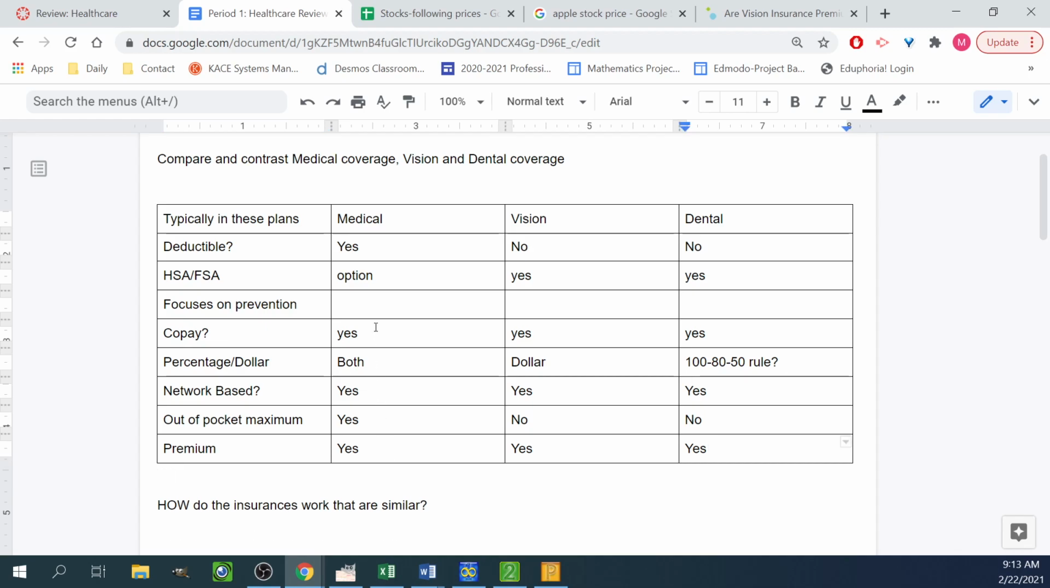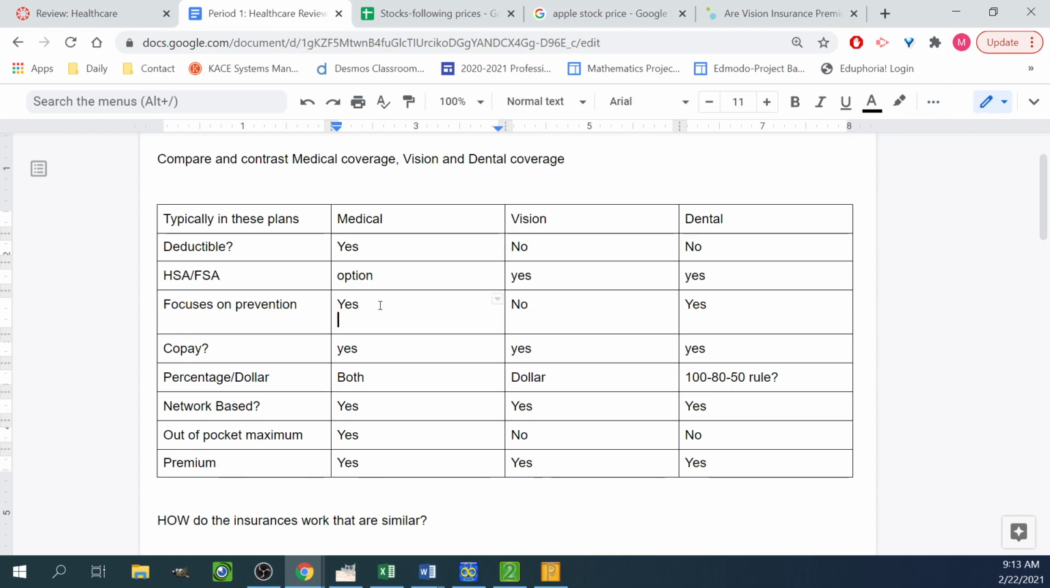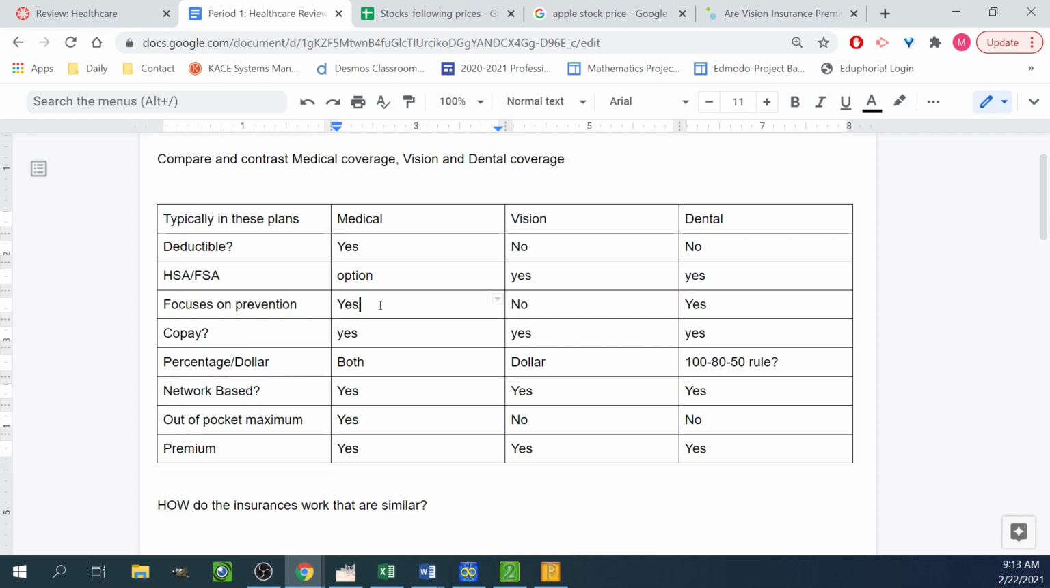Which one of these focuses the most on preventative care? Does medical focus on preventative? Yeah. How does it focus on preventative? Oh, the dentist does. The dentist definitely does. Vision does not. Medical does. And how medical does that is they cover pretty much all of your screenings. They'll cover an annual checkup and all of your screenings.